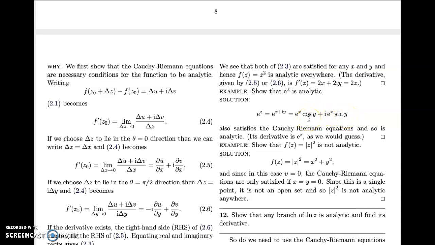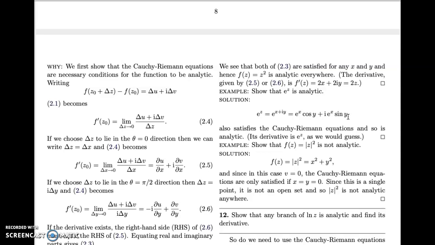And du by dy gives us minus e to the x sine y, and similarly dv by dx gives us e to the x sine y with an extra minus sign. So the Cauchy-Riemann equations, again, also always work.